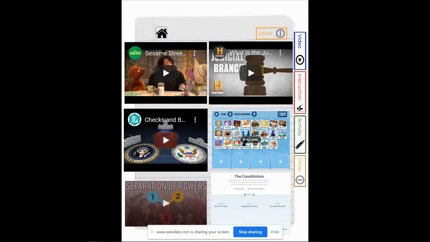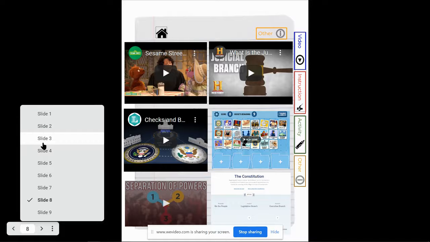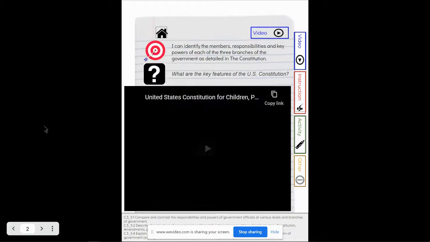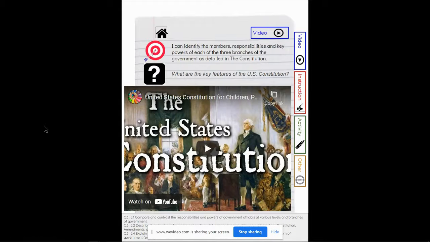And then what are the checks and balances? How do all three of these systems work together? Because of course, your goal is that you can identify the members, the responsibilities, and the key powers of each of the three branches of the government as detailed in the Constitution.